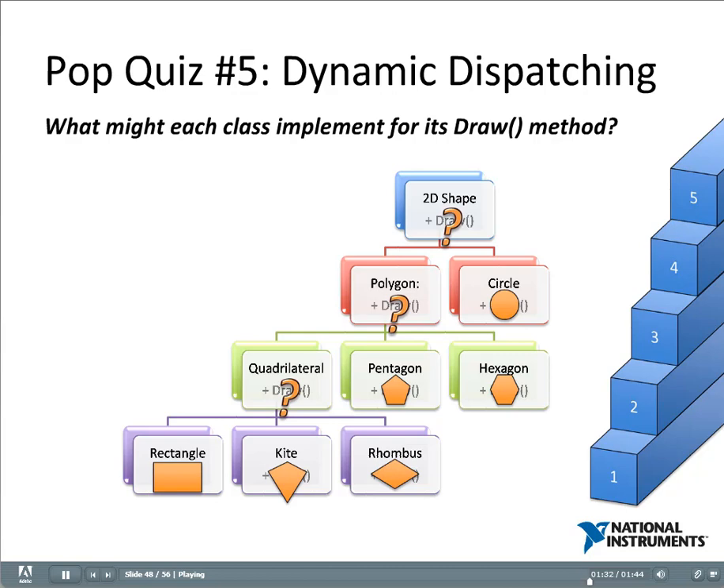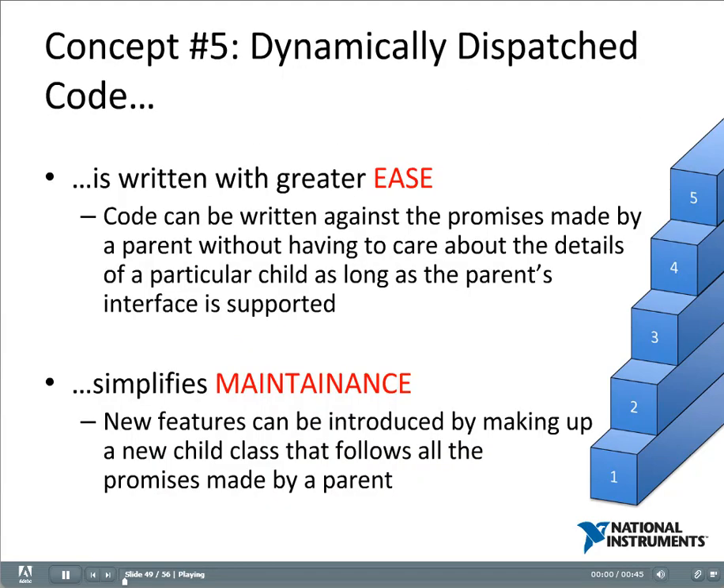And since there is inheritance at play, dynamic dispatching can take place, where the actual version of the draw method that gets called can be decided dynamically at runtime. While I can't make the claim that dynamically dispatched code actually performs with greater stability, I can outright state that it is written with greater ease and it simplifies maintenance.